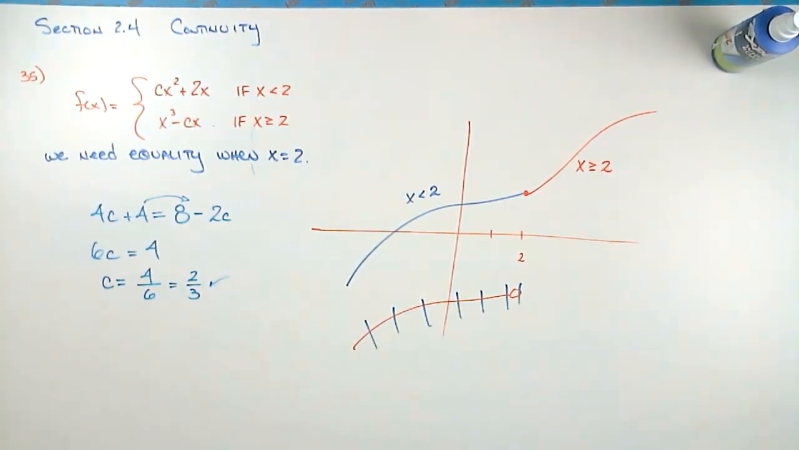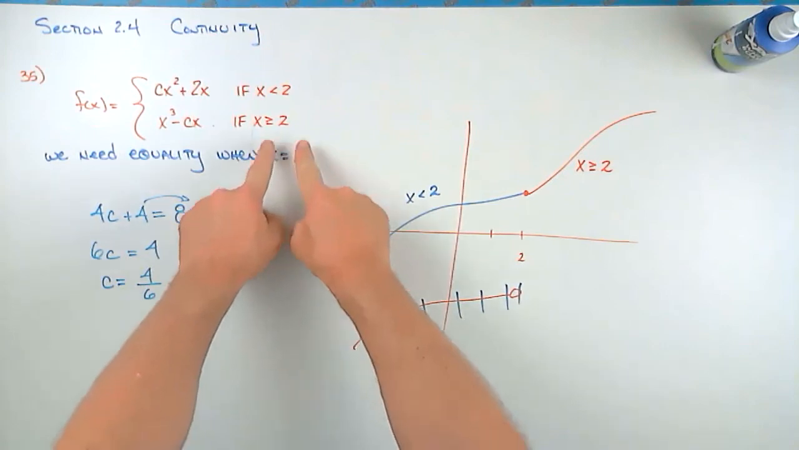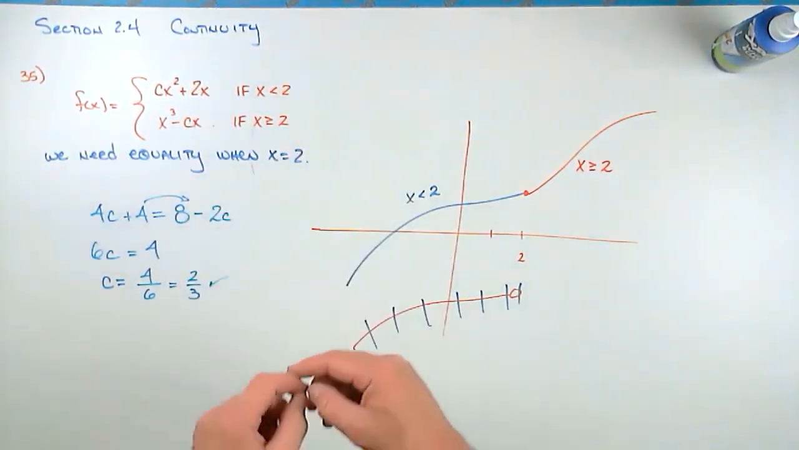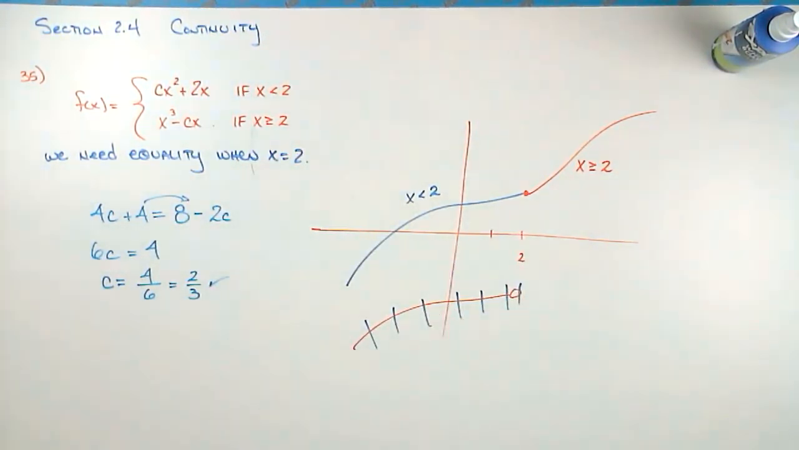The key is, and again, you can go back and watch the problem again for the build-up. The key is we need them to be equal when x equals 2, so we don't have a jump. So that's problem 35.